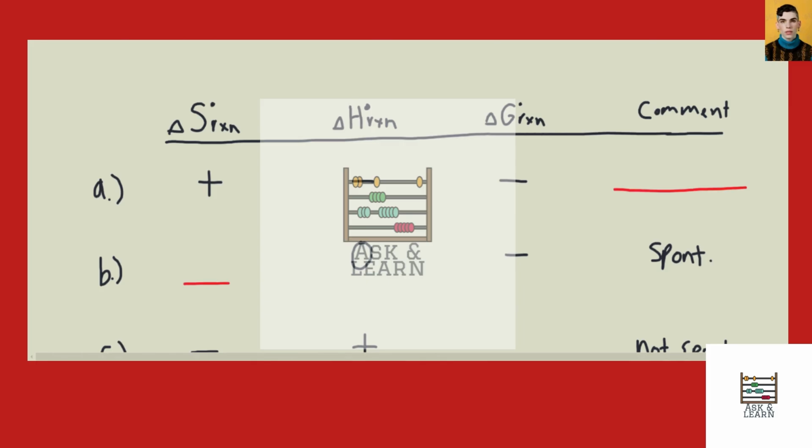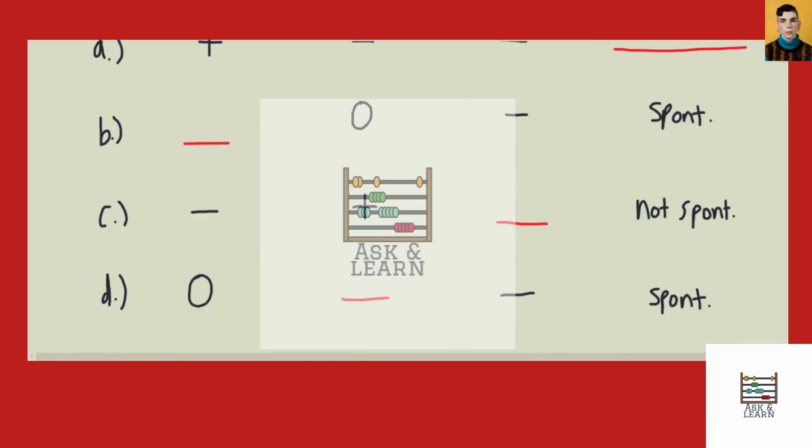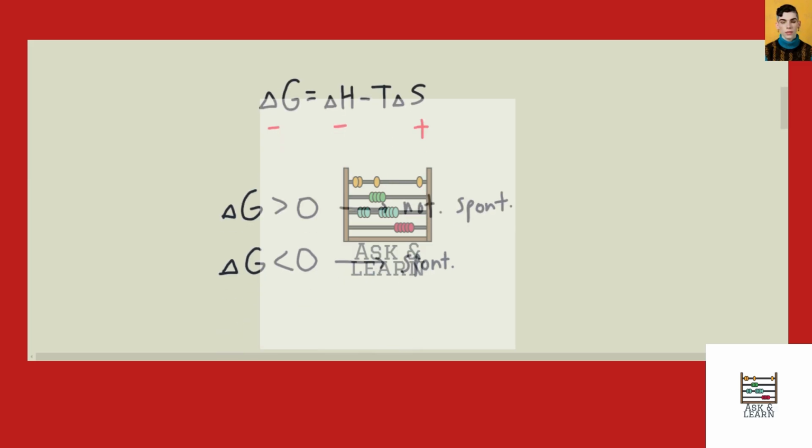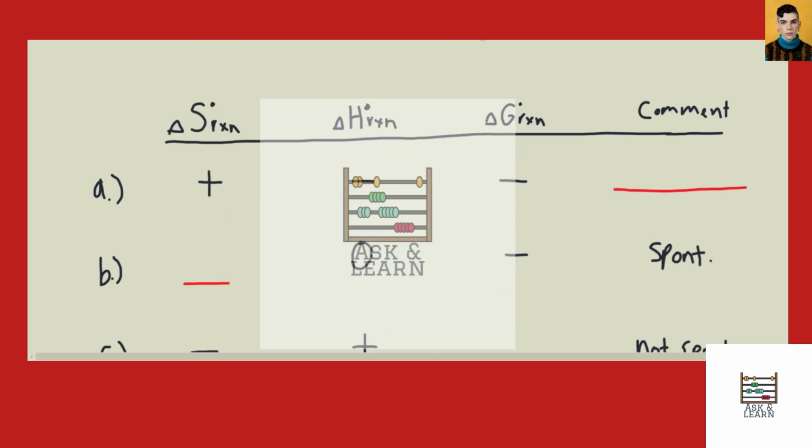So we start with part A, and we are told that we have a positive value for the change in entropy, delta S, and negative values for the change in enthalpy, delta H, and change in Gibbs free energy, delta G. But we see that for negative values of delta G, the reaction is spontaneous. And we are missing the comment in part A, so we know that this reaction is spontaneous because there is a negative value for delta G.